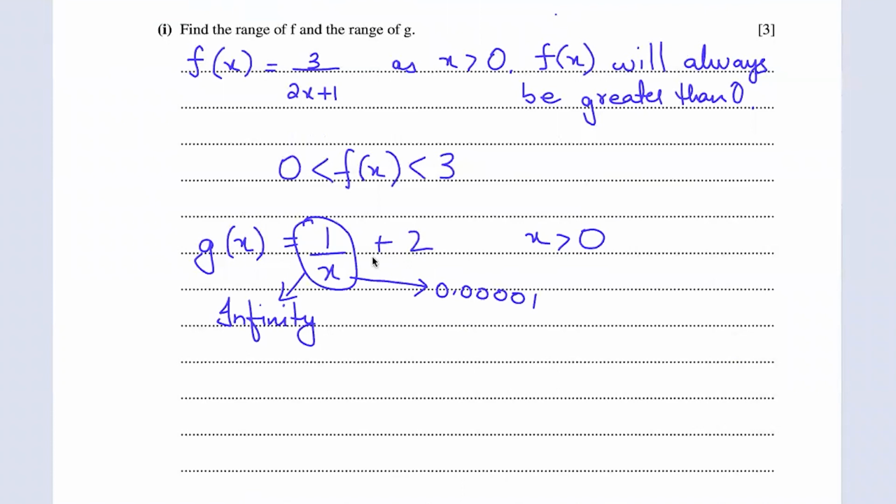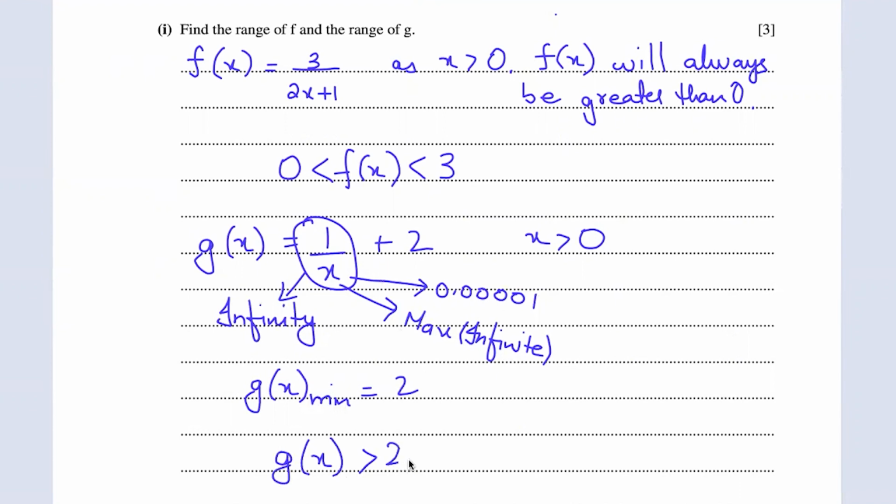So the minimum value that g of x can take would be 2, as if the value of x was max, or we can say infinite, the expression 1 upon x will become 0. So the minimum value of g of x will be 2. And as we can also take very small values of x, which will make the function infinite, we can say that g of x will be greater than 2.